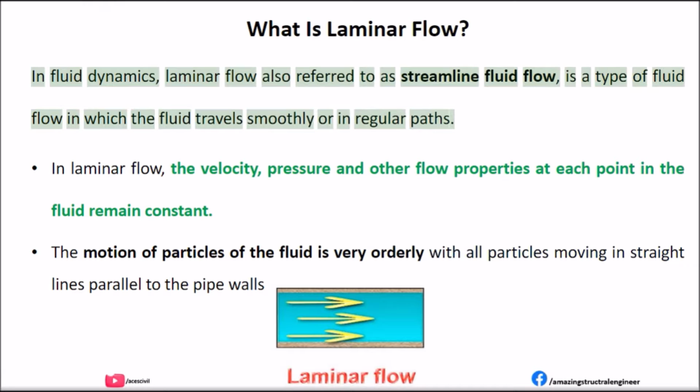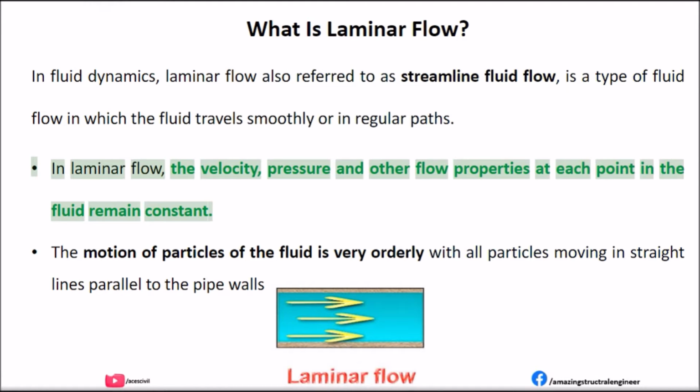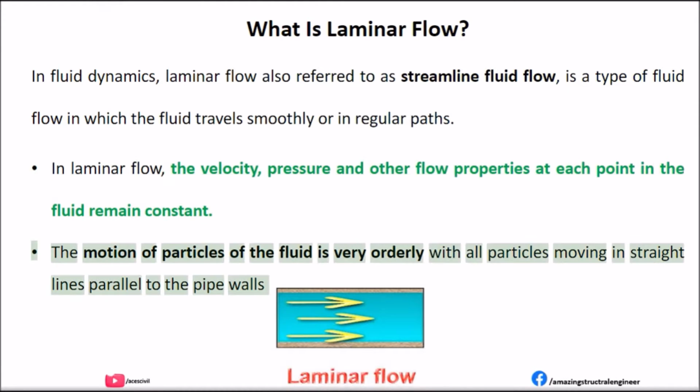In fluid dynamics, laminar flow, also referred to as streamline fluid flow, is a type of fluid flow in which the fluid travels smoothly or in regular paths. In laminar flow, the velocity, pressure, and other flow properties at each point in the fluid remain constant. The motion of particles of the fluid is very orderly, with all particles moving in straight lines parallel to the pipe walls.